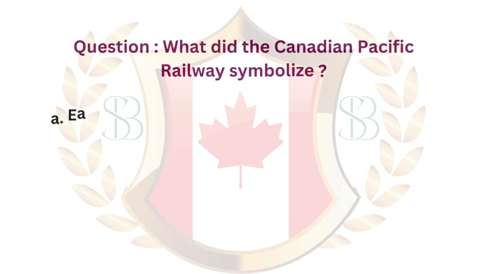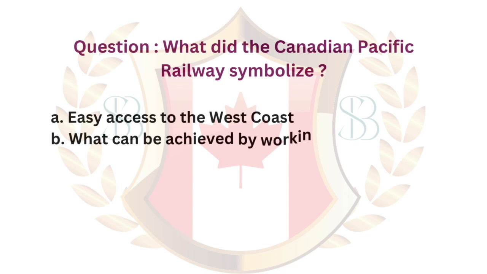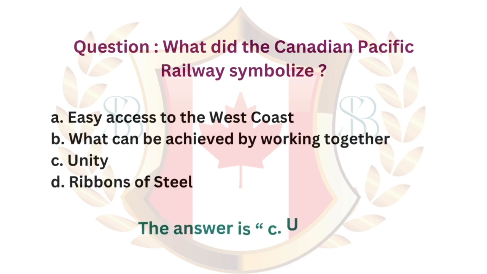Question: what did the Canadian Pacific Railway symbolize? A. Easy access to the West Coast. B. What can be achieved by working together. C. Unity. D. Ribbons of steel. The answer is C. Unity.